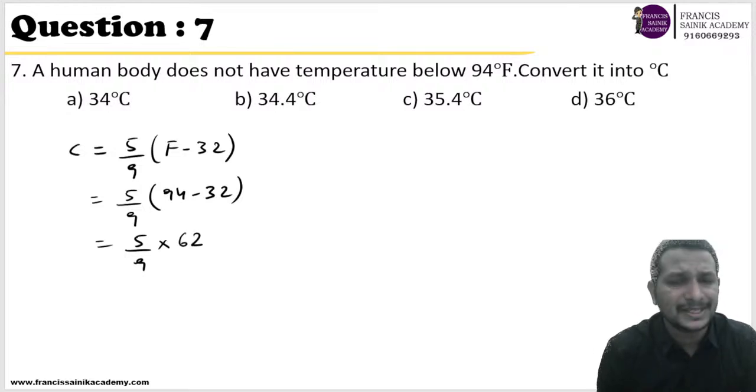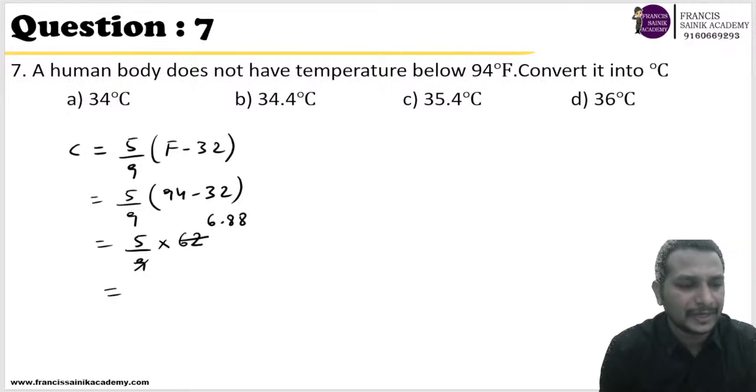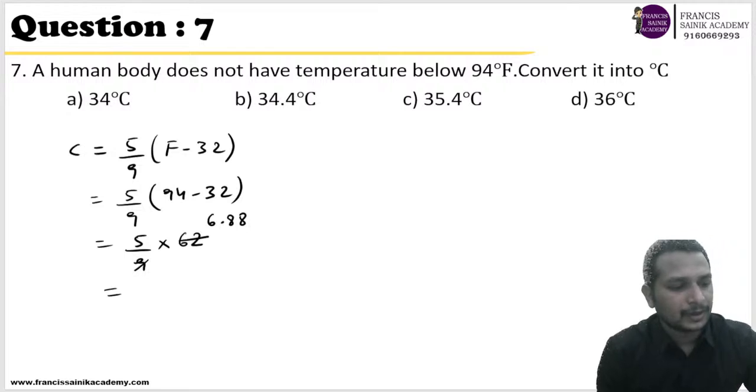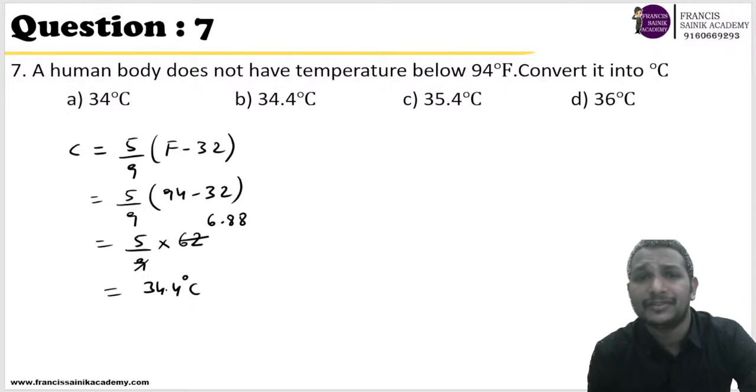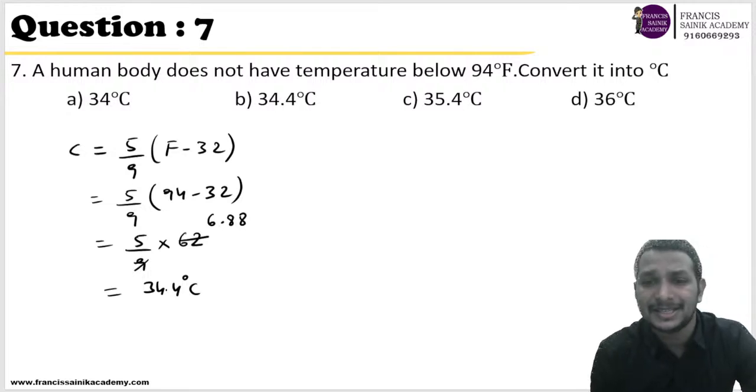Now, it's not exactly divisible, but still we can say, 62 by 9 we'll be getting as 6.88 like that. So 5 into 6.88 will be 34.4 Celsius. So we got 94 degrees Fahrenheit in Celsius as 34.4.